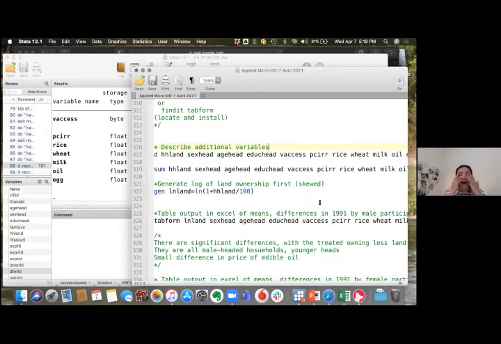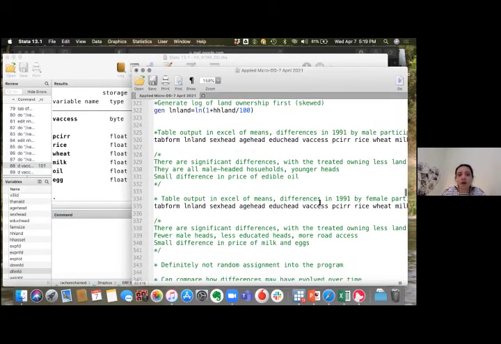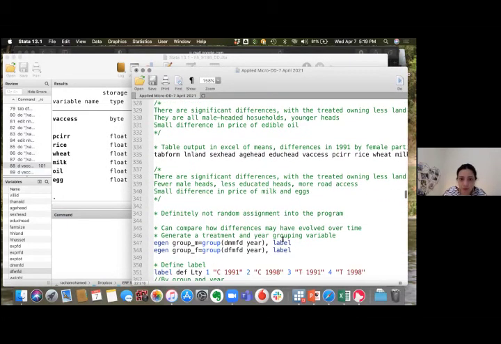So again, you have to think about what are the explanatory variables we want to include in our regression that may explain our outcome variable of interest, like we did in the PSM method. Okay.